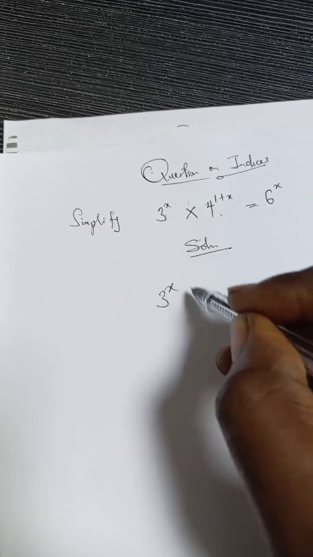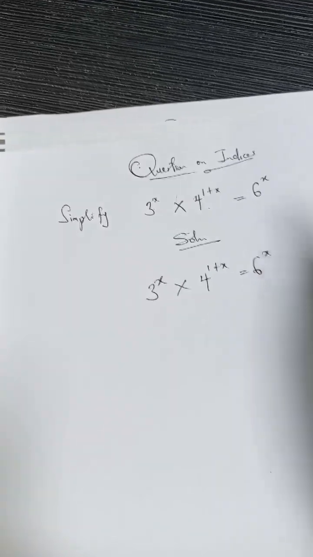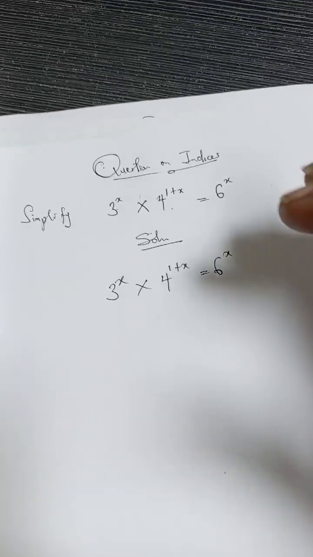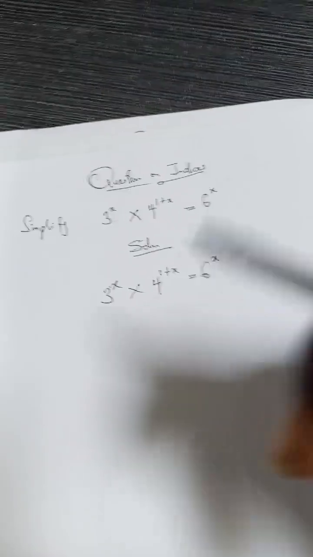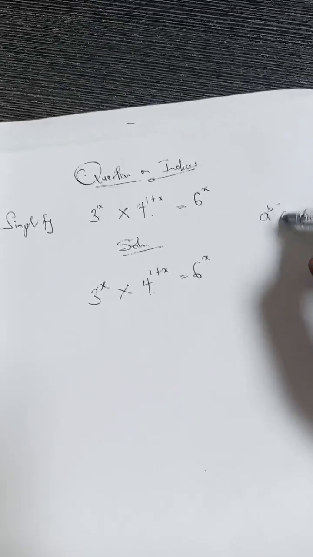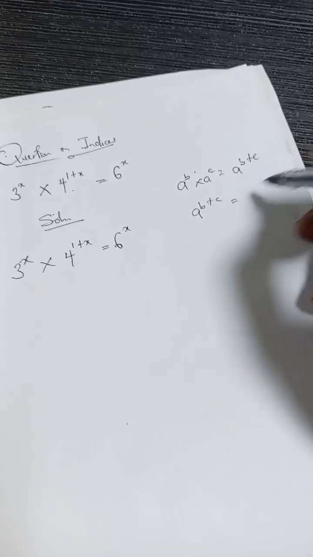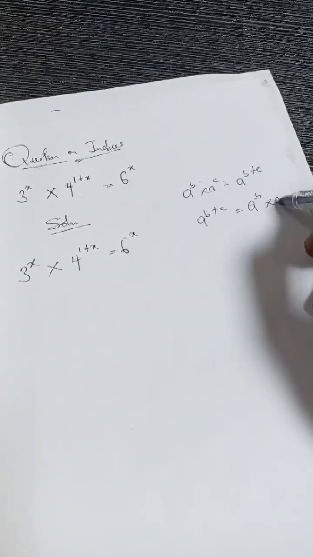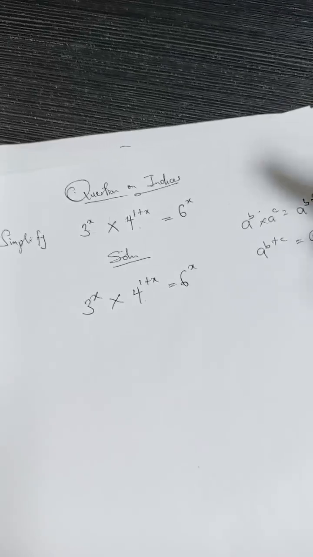Let's write the question first. 3 raised to x times 4 raised to 1 plus x equals 6 raised to x. I do tell students, in any question or problem, there's always a solution. Since you see similarity with x, x, x, that's what we are going to work with. Remember, when we have a raised power b times a raised power c, we have a raised power b plus c. So also if we have a raised power b plus c, it equals a raised power b times a raised power c, because equal to means vice versa. I told you with indices you can solve everything.